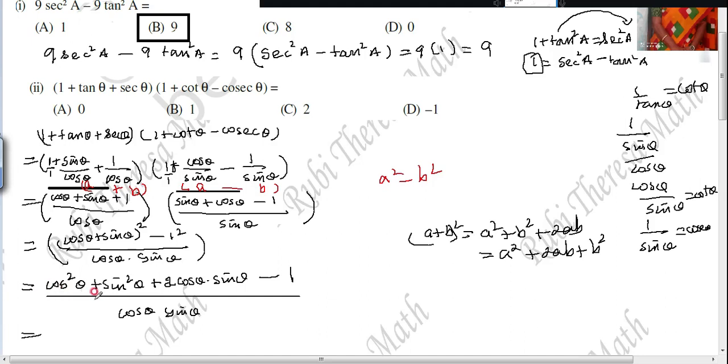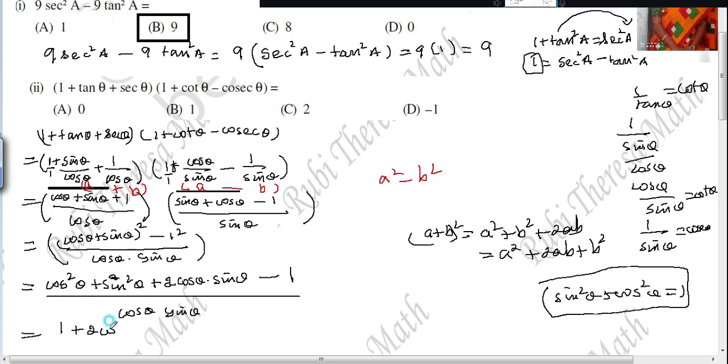Cos squared theta plus sin squared theta is what? This is the identity, isn't it? Sin squared theta plus cos squared theta is equal to 1. Trigonometric Pythagorean identities, isn't it? So 1 plus 2 cos theta sin theta minus 1, divided by cos theta sin theta. This plus 1 minus 1 get cancelled.